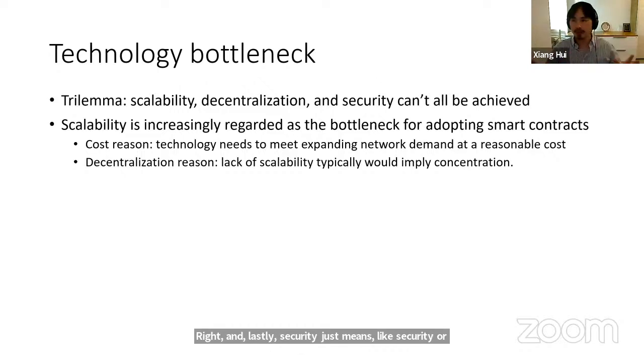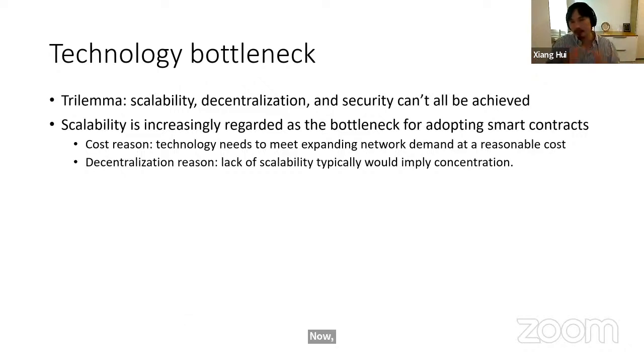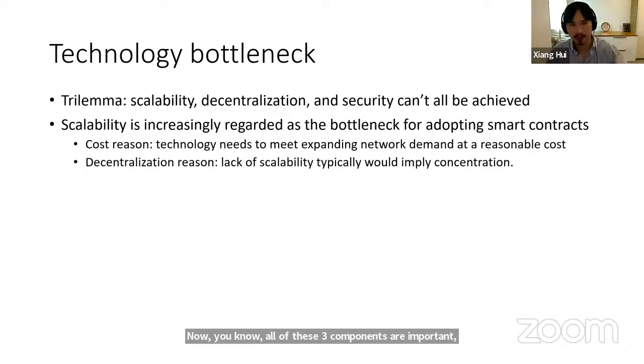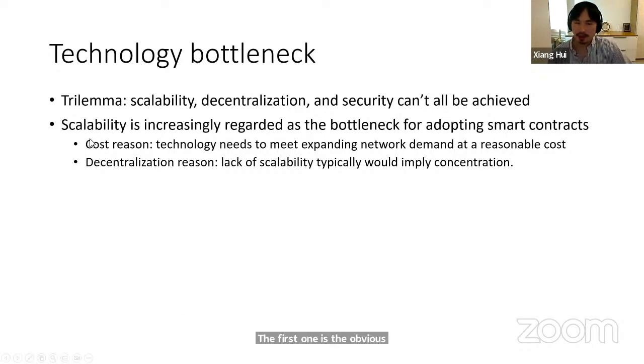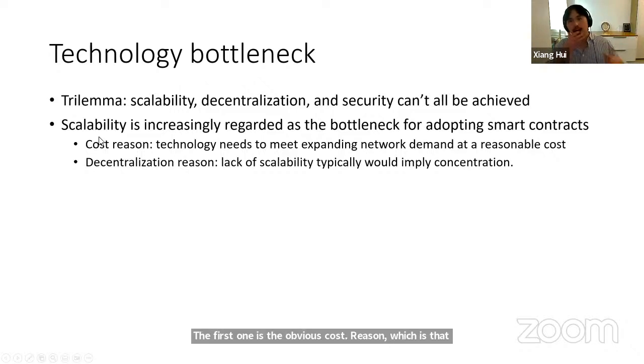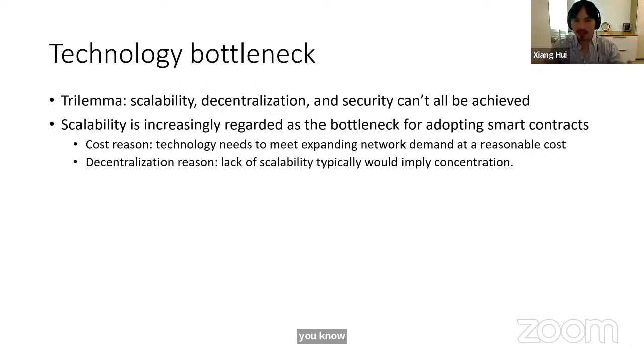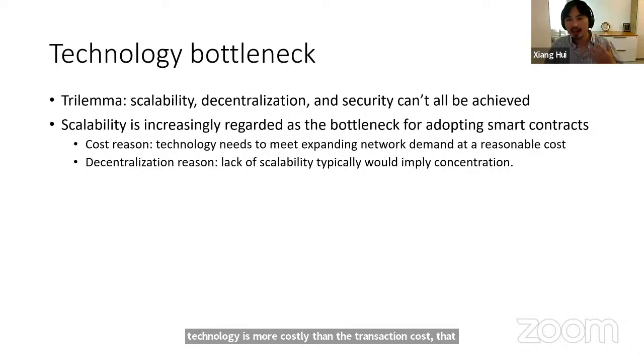Now, all of these three components are important, and some can be more important than others depending on your specific use case. But increasingly, scalability is regarded as being the bottleneck for adopting smart contracts. And there are a couple of reasons for that. The first one is the obvious cost reason: if adopting this technology is more costly than the transaction cost that it's trying to save, then it doesn't make sense to make the switch, right? It doesn't make sense to adopt a new technology.